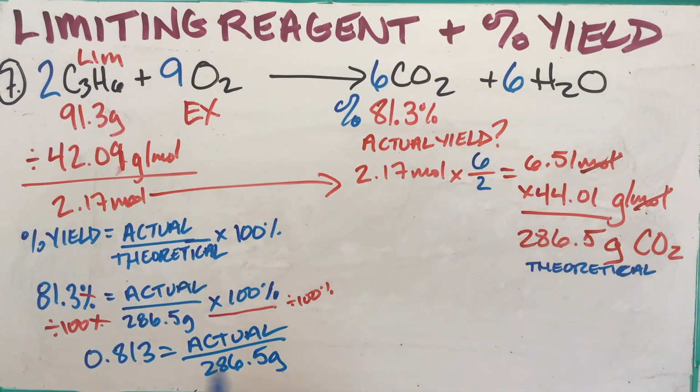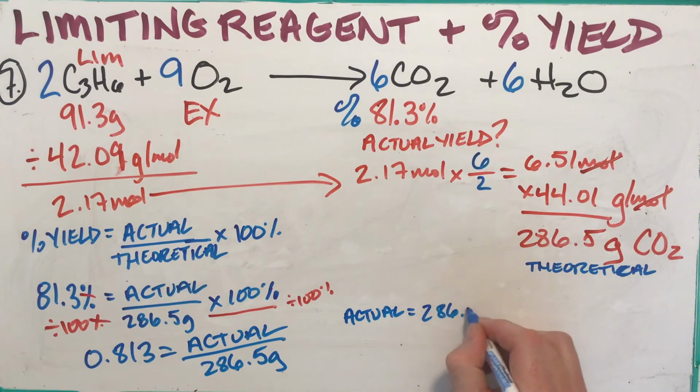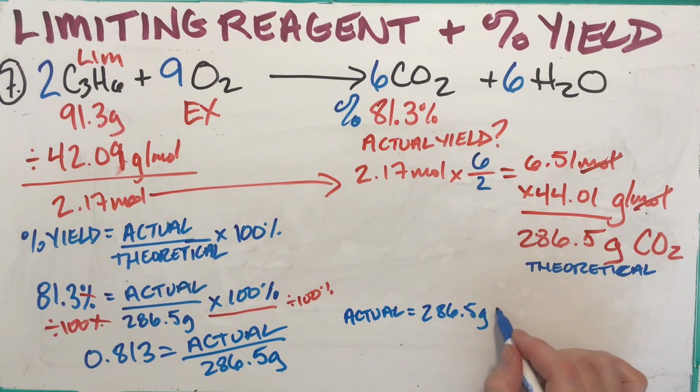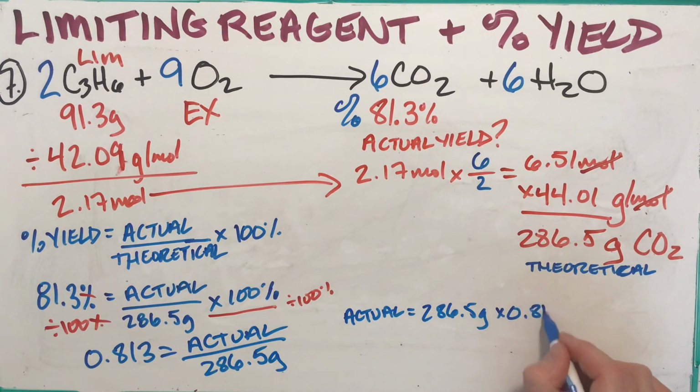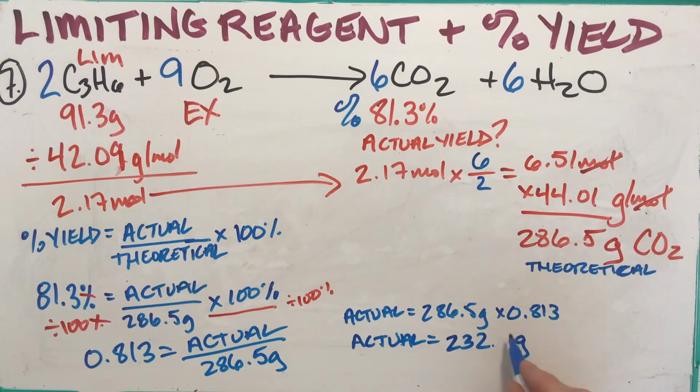And so now to solve for my actual, I'm going to move it over here because I want to keep it all on one whiteboard, but normally I would do it underneath. My actual will be equal to multiplying these two: 286.5 grams times 0.813. There's nothing to cancel the grams out here, so I'll keep that. And it will be 232.9 grams.